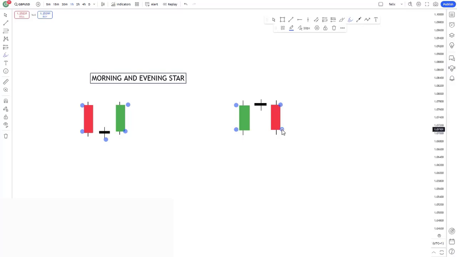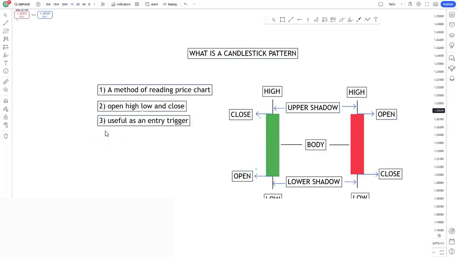So with that being said, a recap: candlestick is a method of reading price charts using the opens, highs, and lows. It is useful as an entry trigger also. These are just a few of the candlestick patterns we're going to go through. Just want to share the few common ones. There are more definitely. If you can read this pattern, you can read any candlestick patterns. The three main things I want you to note: the body, the wick, and the body relative to the wick.